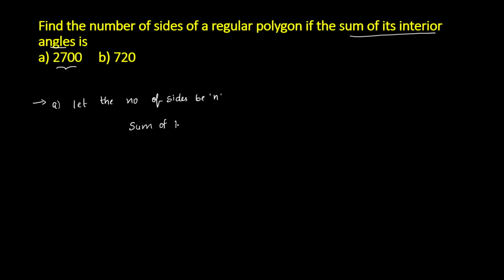So the sum of interior angles is given by 2700. Now we know the formula for the sum of interior angles of n sides: (n minus 2) into 180 is equal to 2700. Now here our main motto is to find n.